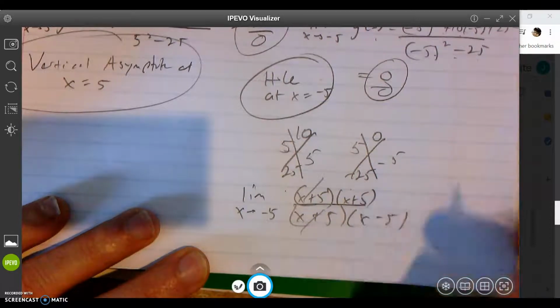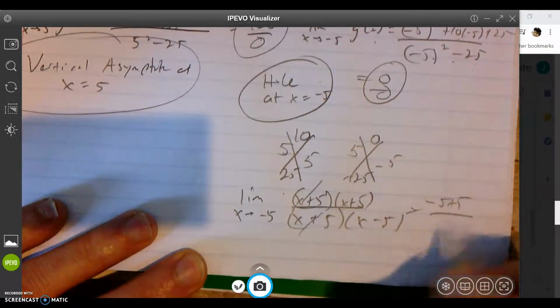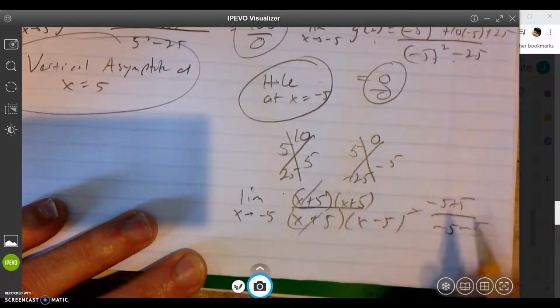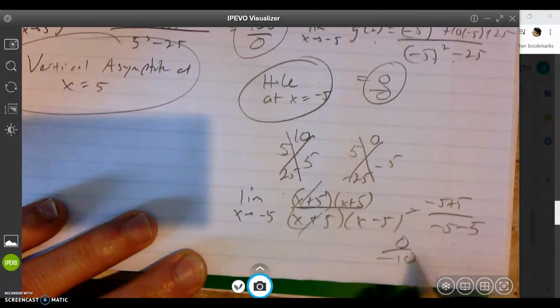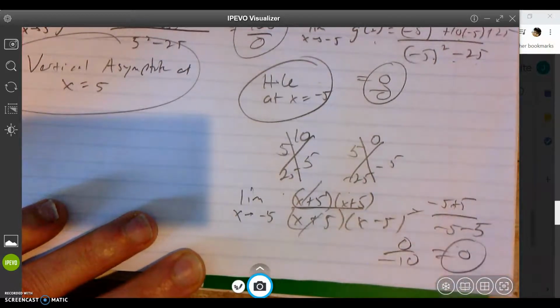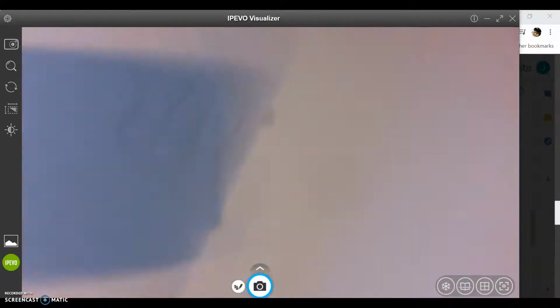Now I'm going to plug in negative 5. Negative 5 plus 5 over negative 5 minus 5. So that's 0 over negative 10, which is 0. Boom. So that's the limit. The limit as x approaches negative 5 of this function, g of x, is 0. Cool.